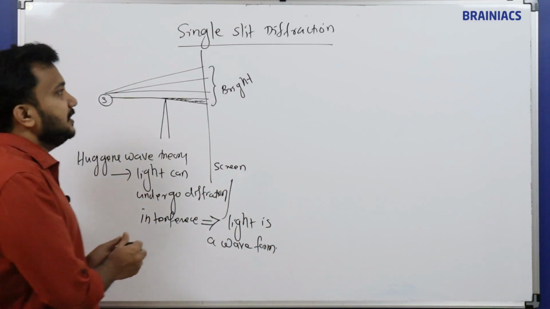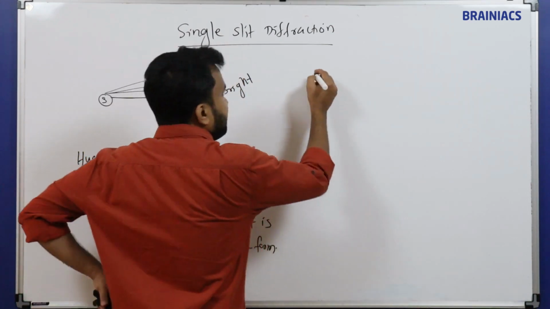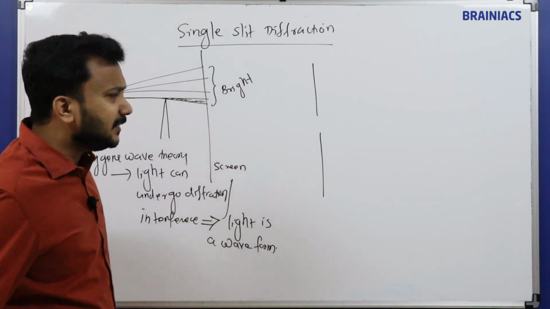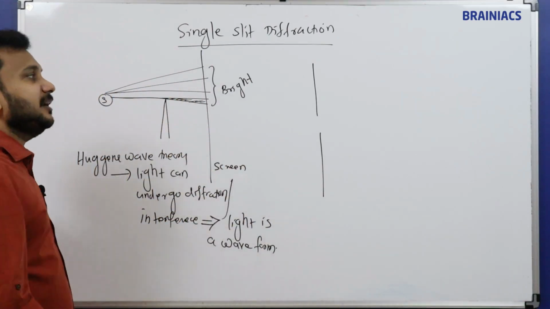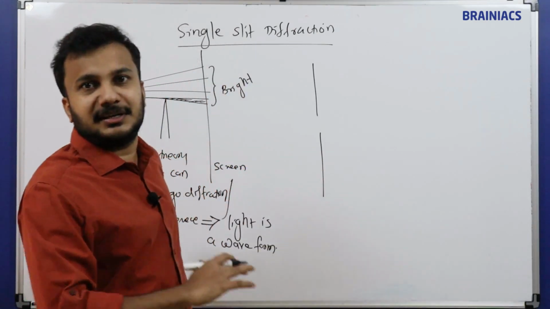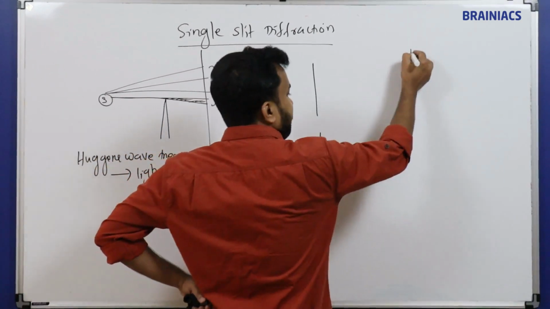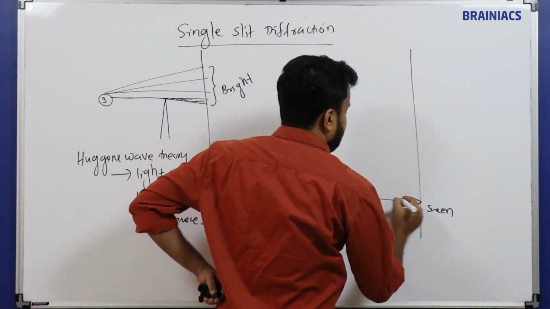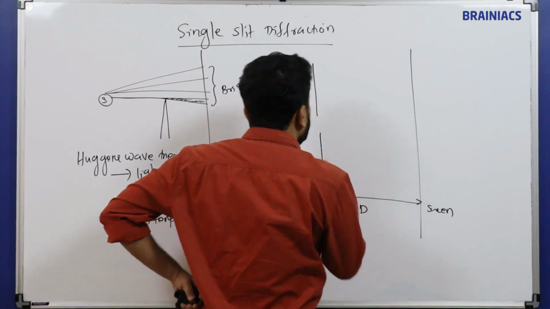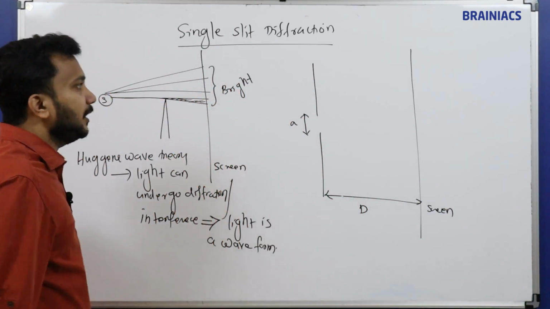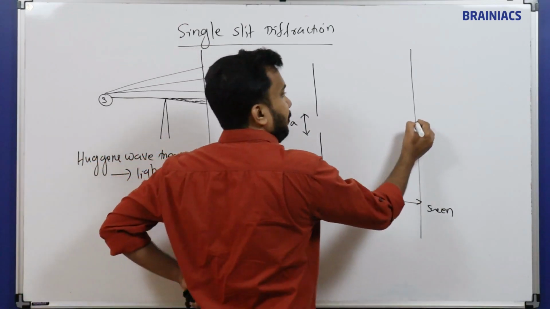Now we are going to see single slit diffraction. In single slit diffraction, we take only one slit. Here certain conditions are different. We will study single slit diffraction by comparing it with Young's double slit experiment. Here we have our screen as usual. The distance between the slit and the screen is capital D, and the slit width is capital A. Now we take a central point.